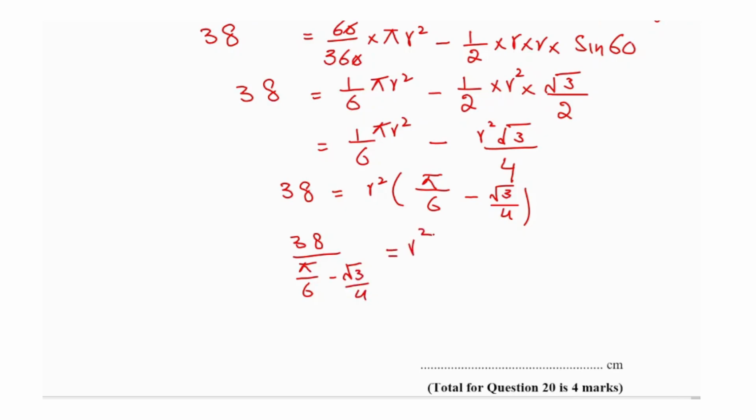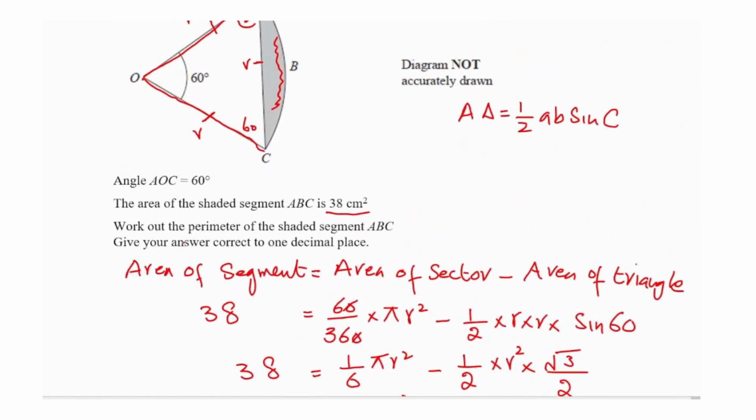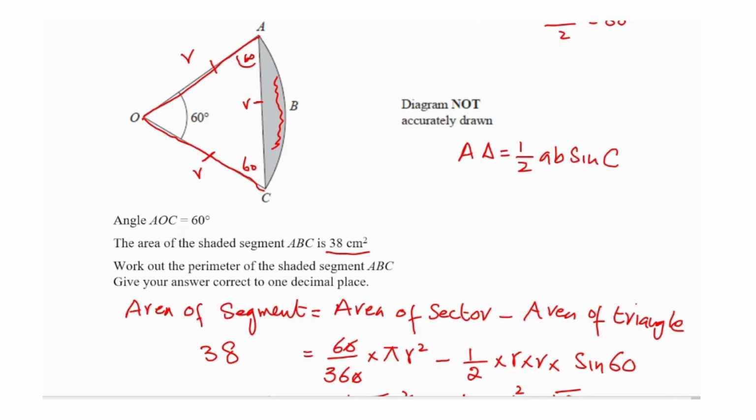Now we're going to use our calculator. We will get r squared is equal to 419.49. If we take the square root on both sides, we get r is equal to 20.48. So our radius is 20.48. Let's go back to this part. So all the radii are 20.48. Let's write down here, radius is 20.48.